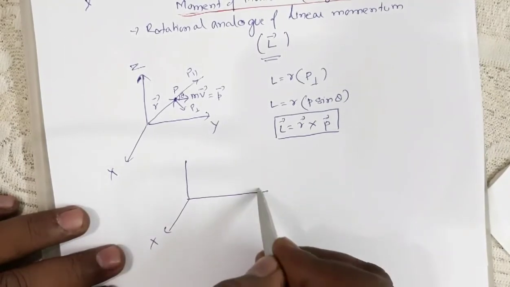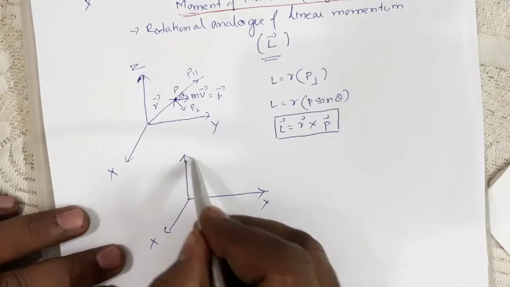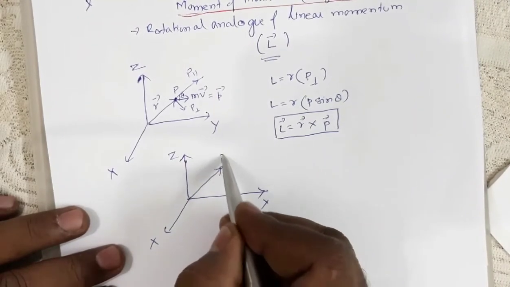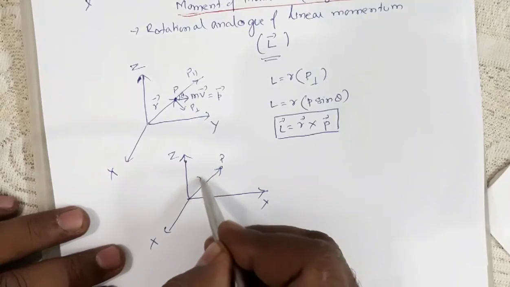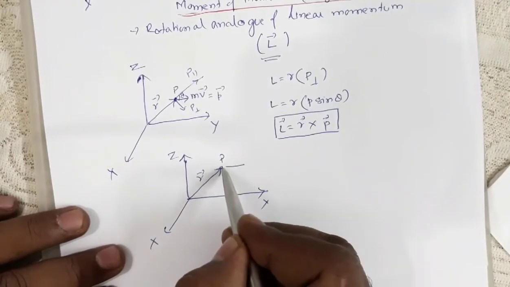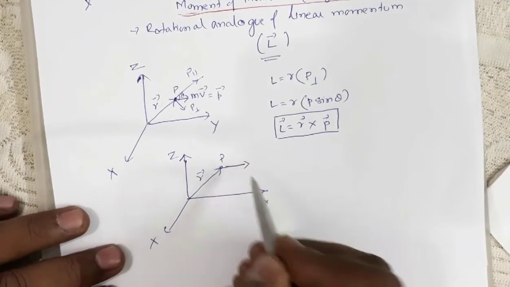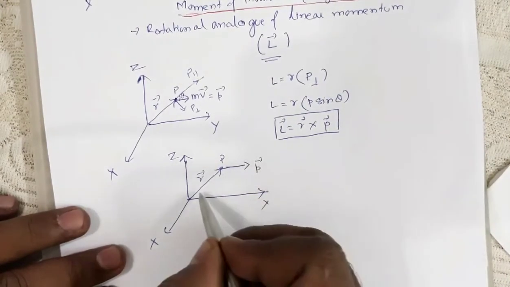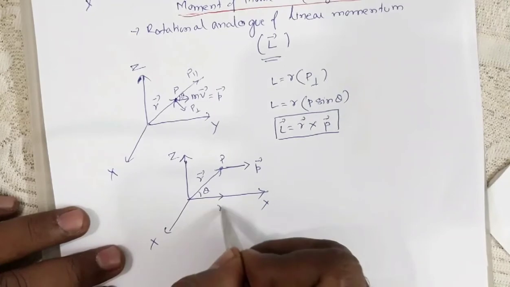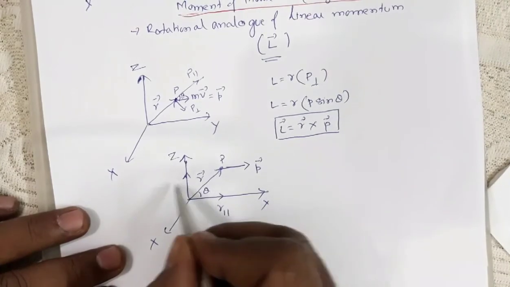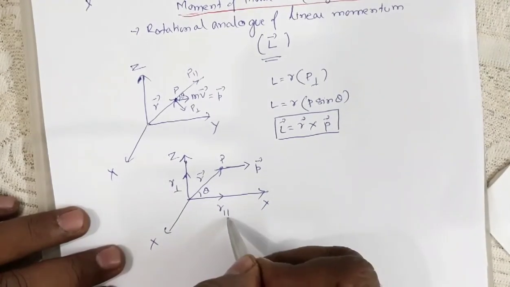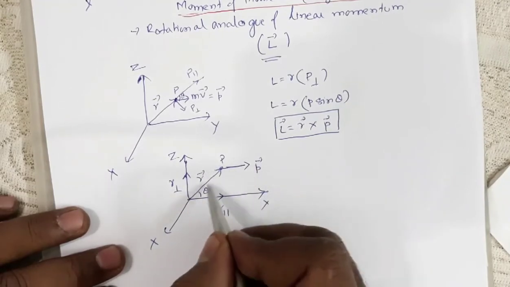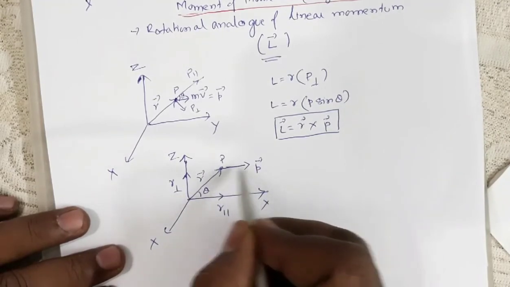Same case, X, Y, Z. So this is point P, which is defined by this vector R. Point P is moving in this direction, and its linear momentum is P. This angle is theta. So this is R parallel and this is R perpendicular. So R parallel is the component of R which is parallel to P. R perpendicular is the component of R which is perpendicular to P.